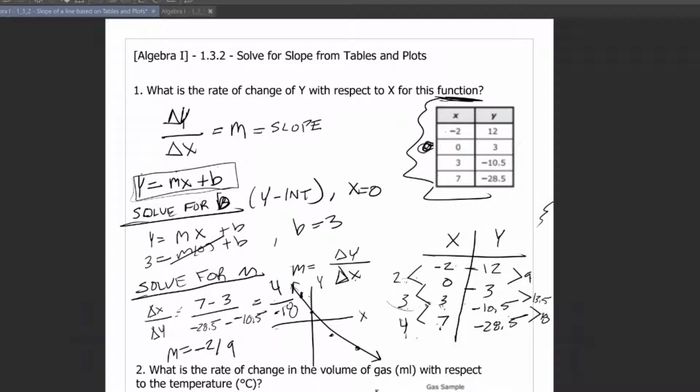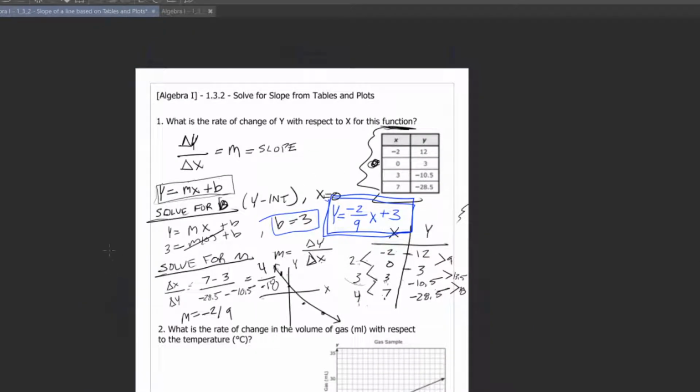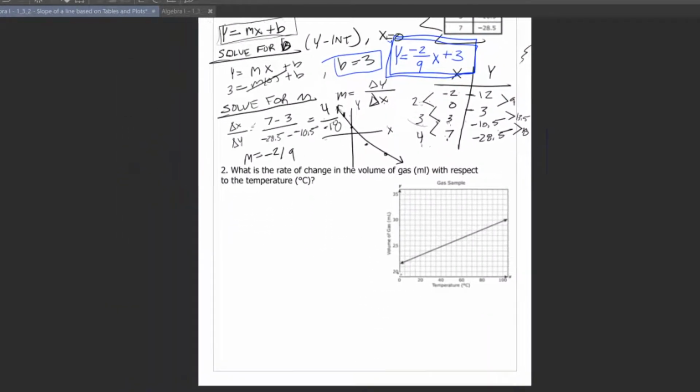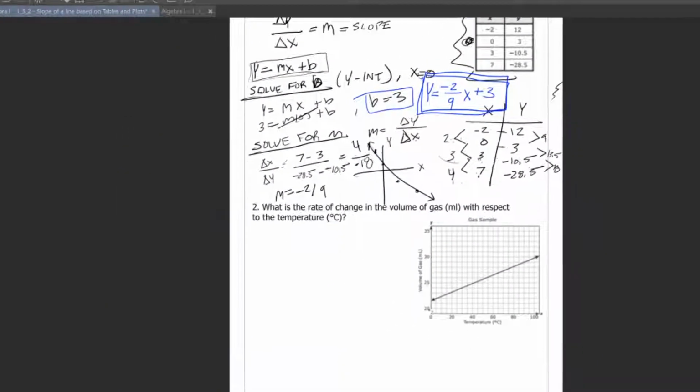So writing out our final equation here, which I've run out of room: y equals m, -2 over 9, x, b equals 3 here, plus 3. And that is the equation. Okay? Again, if you have questions over that, go ahead and put it in the comment section, and I will get to you on that.